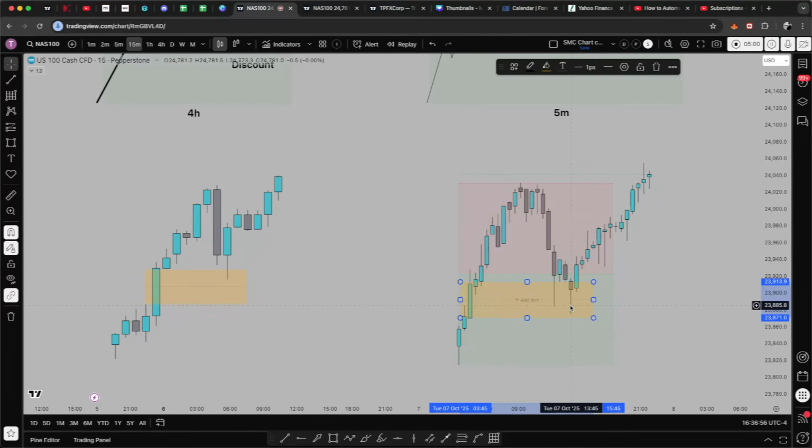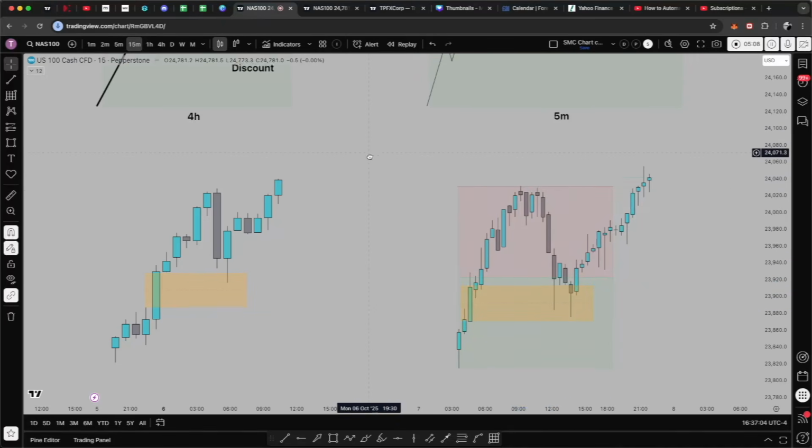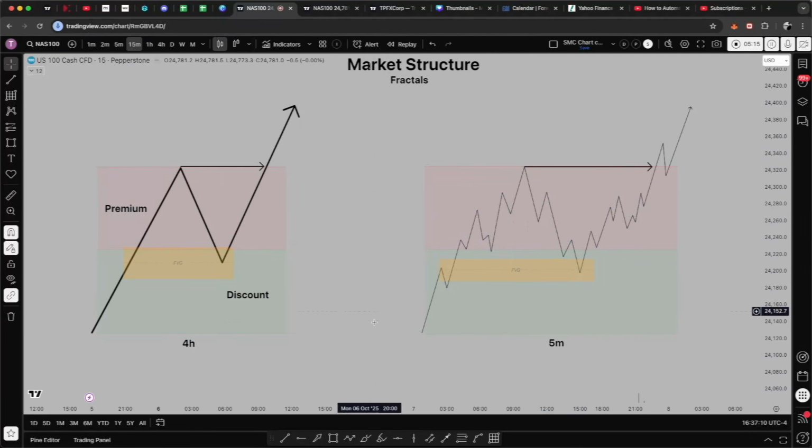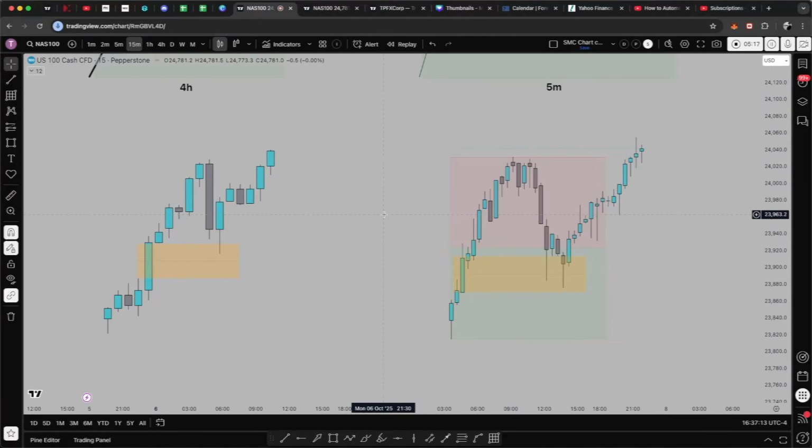Because how do we know where to enter exactly, where to place the stop loss exactly? That's the most important thing as well. But understanding the structure, in theory, this is how it looks. This is how it should look right here.